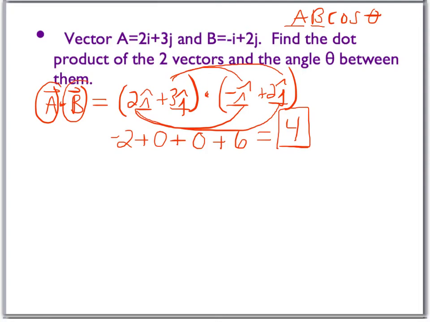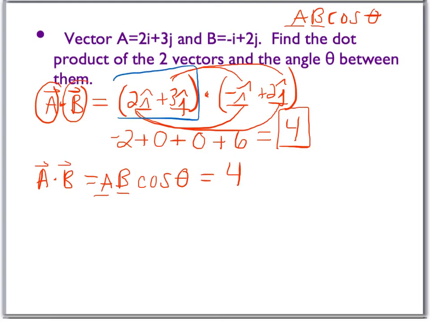Now let's look at the second part of the question where they're asking for the angle theta between these two vectors. Since we know that A dot B is equal to the magnitude of A multiplied by the magnitude of B times the cosine of the angle between them, and we know that this is equal to 4, we could simply plug in the magnitudes of A and B in order to have theta become our only variable that we're looking for. So let's come off to the side here and find the magnitudes of vectors A and B.